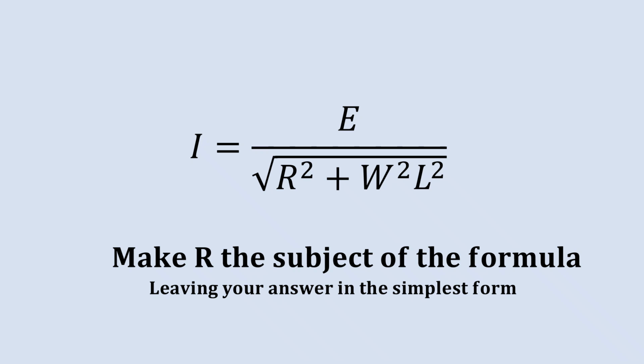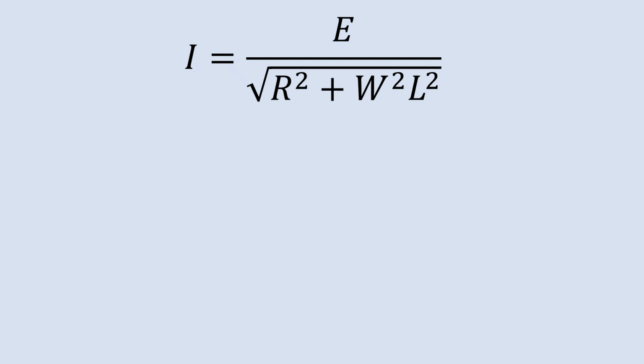Okay, right. So the first step is to cross multiply. We multiply this I and this whole thing in the square root, which is R squared plus W squared L squared. So our equation transforms to I multiplied by the square root of R squared plus W squared L squared is equal to E.